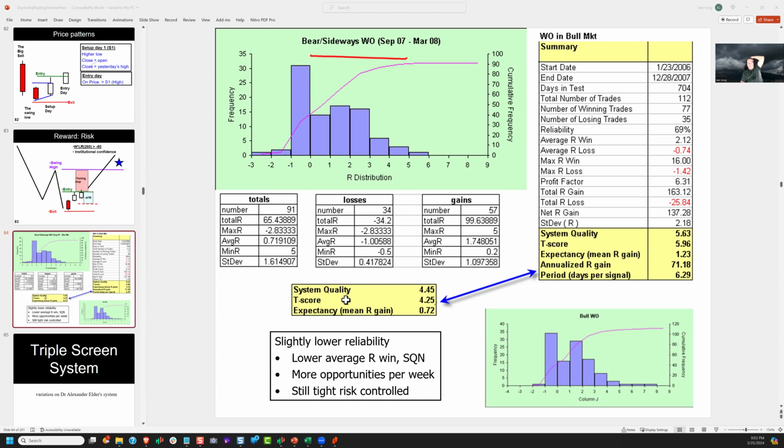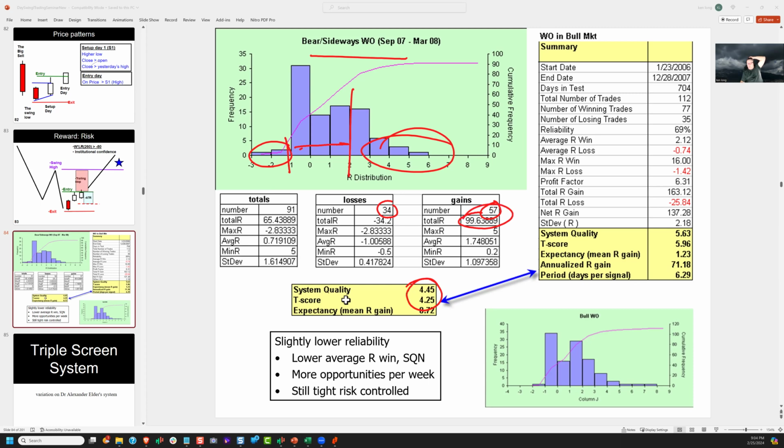We got system quality numbers of 4.5. We had 57 winners, 34 losers. We had very strict risk control, and we had positive expectancy between -1 and +2, and we had some fat right tails. And we gained 100 R on 90 trades.